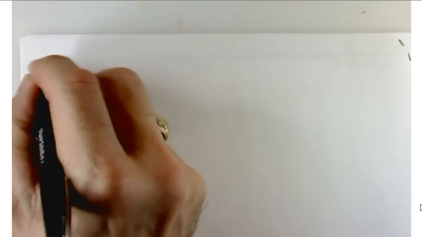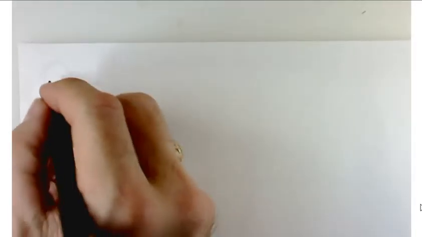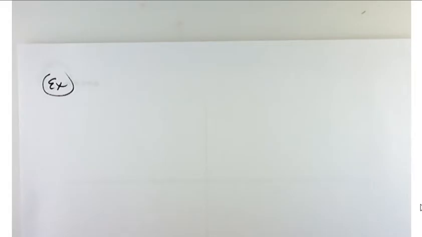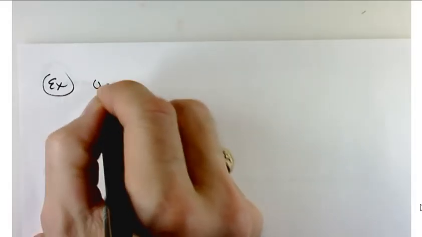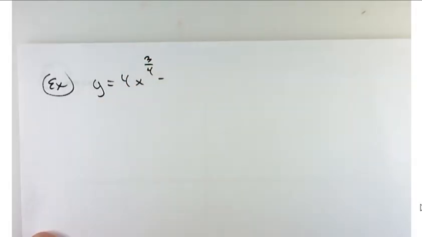Let's do the one on your handout then. It's a little bit friendlier than the one that we just had. So y equals 4 times x to the 3/4 minus 2x.